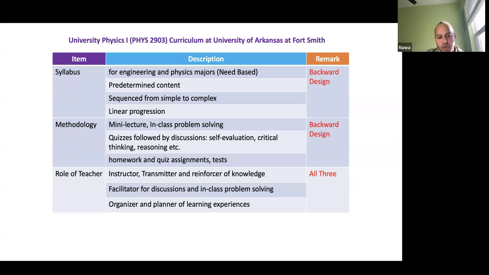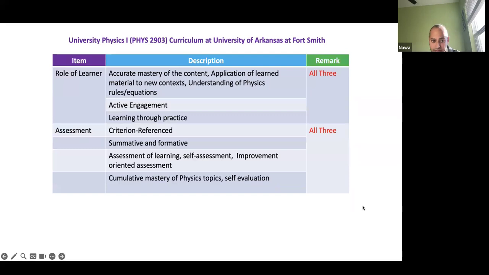So I do think, in the role of the teacher, I have all three designs. The first is forward design; the facilitator is the central design; and the organizer and planner of the learning experiences is the backward design. So I think I have a combination of all three in my class as the role of the teacher.